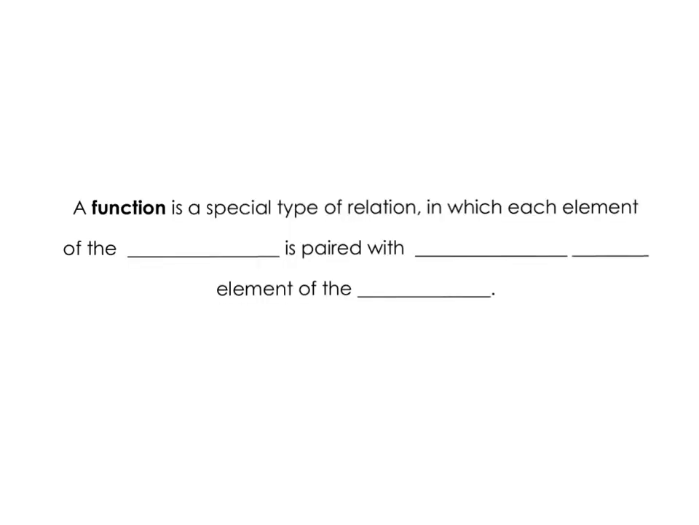So first, a definition. A function is a special type of relation in which each element of the domain is paired with exactly one element of the range. So every one input has one and only one output. One x value will have only one corresponding y value.